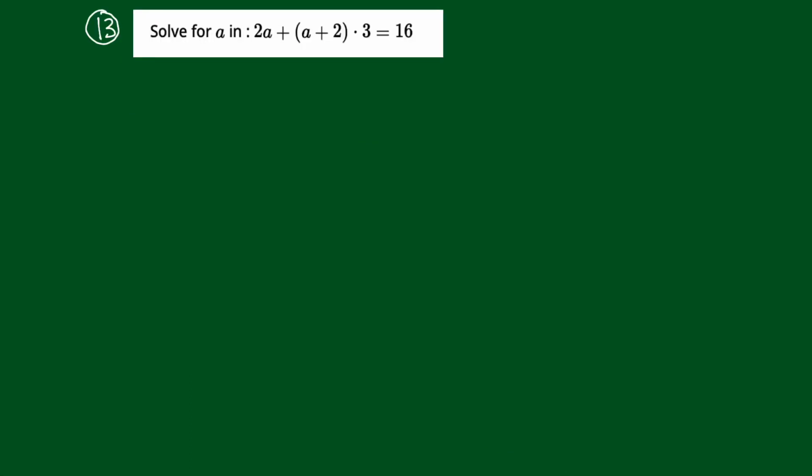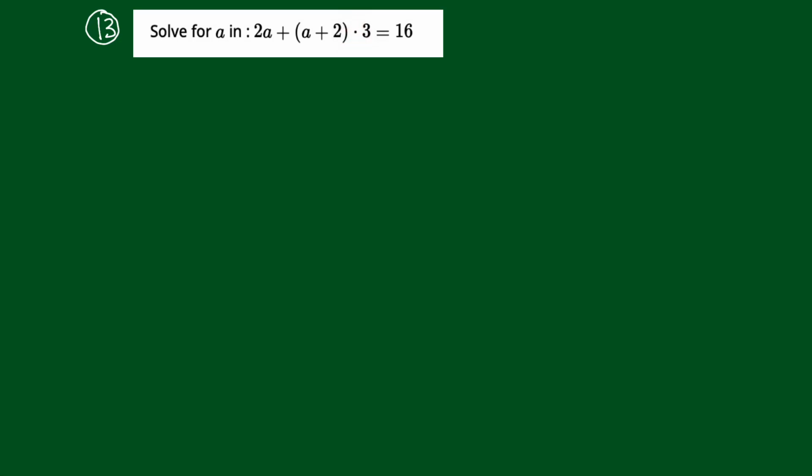Problem 13 asks us to solve for a in this equation here: 2a plus (a plus 2) times 3 equals 16. Now notice I've got a set of parentheses. I can't simplify inside because I've got two unlike terms, but I can multiply it by 3.